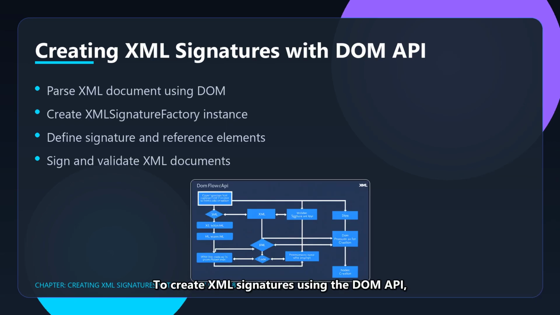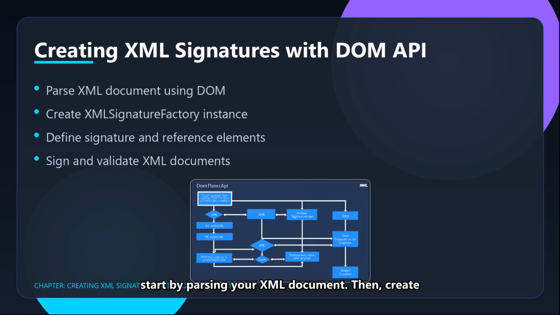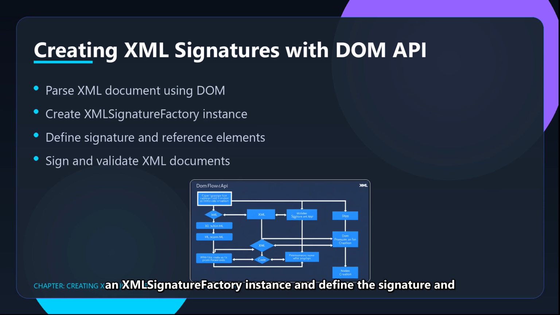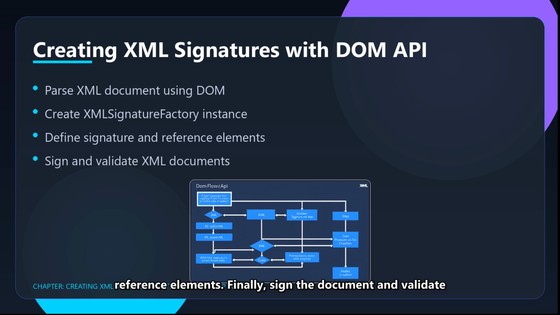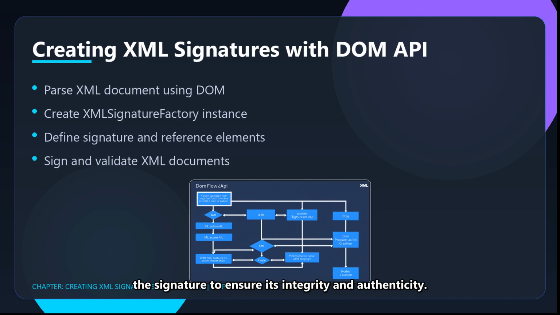To create XML signatures using the DOM API, start by parsing your XML document. Then, create an XML signature factory instance and define the signature and reference elements. Finally, sign the document and validate the signature to ensure its integrity and authenticity.